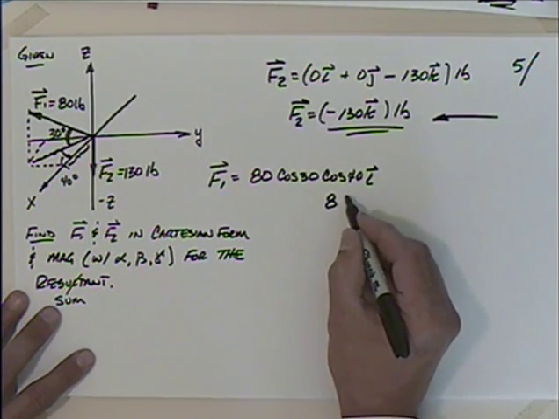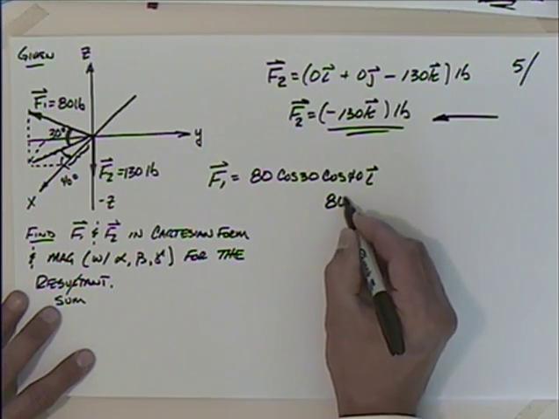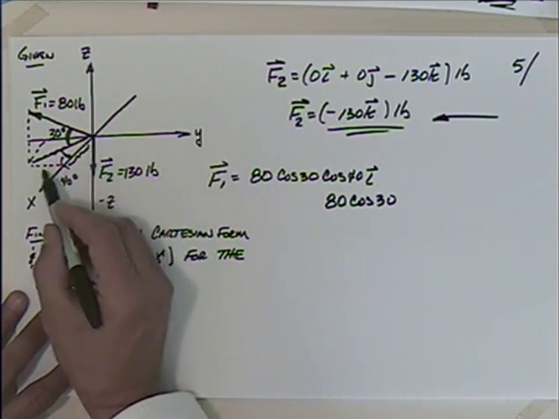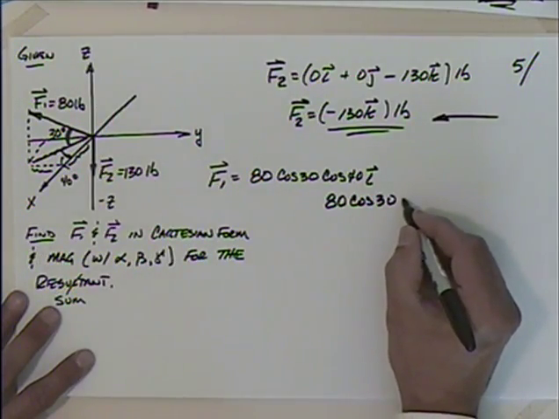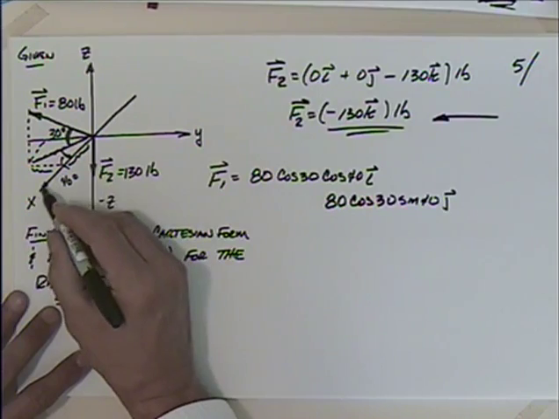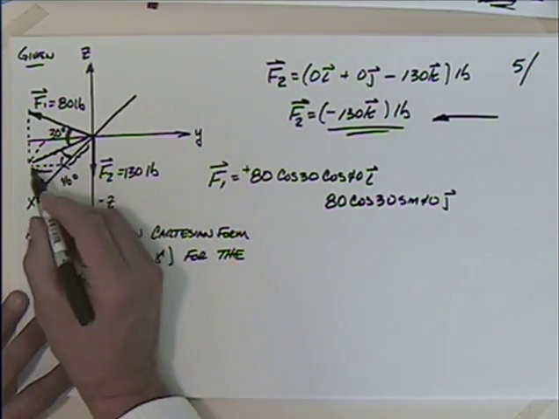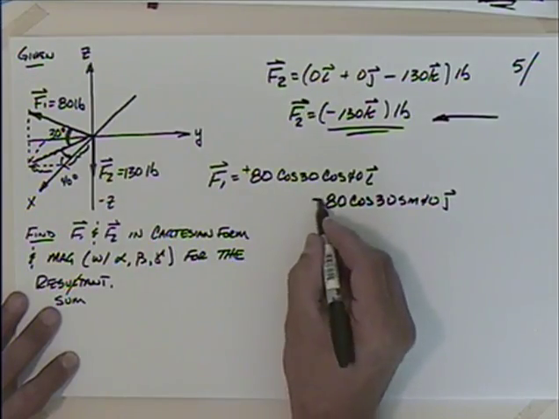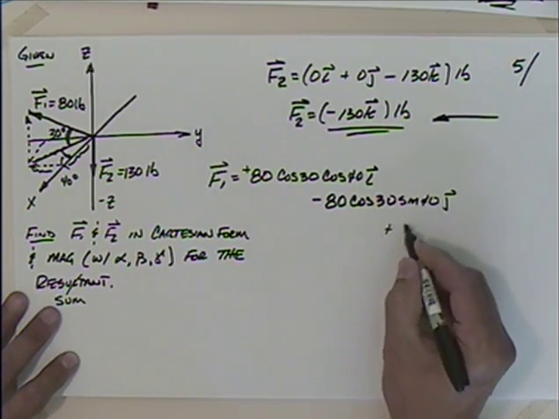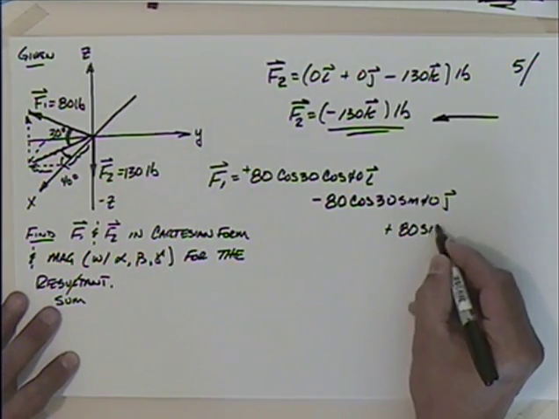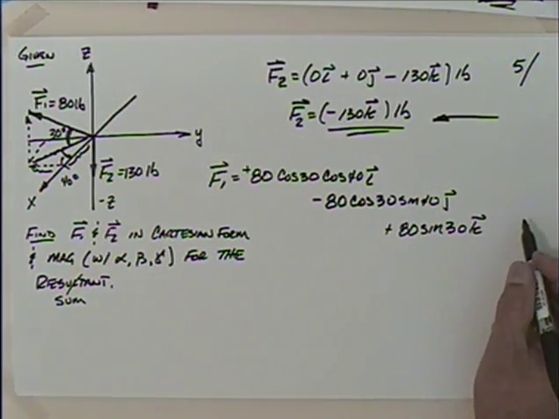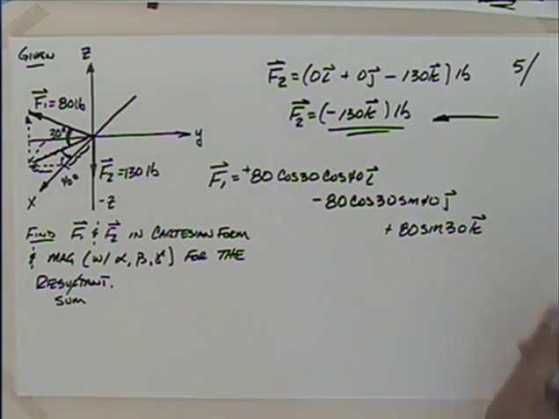Then I do this again. I have 80 times the cosine of 30. Again, that gives me this piece along here. And now I need to find this piece here, so I'm going to multiply that by the sine of 40, right? And that's in the j direction. Now this was in the positive x direction. This one points this way, so that would be in the minus j direction. And finally I have the z direction here, which is going to be positive 80 times the sine of 30, and that would be in the k direction. Okay, so 80 sine 30 in the k.